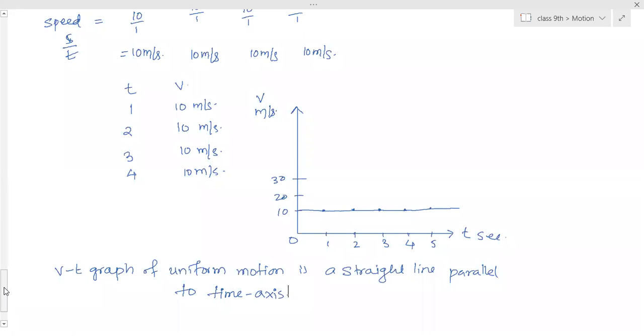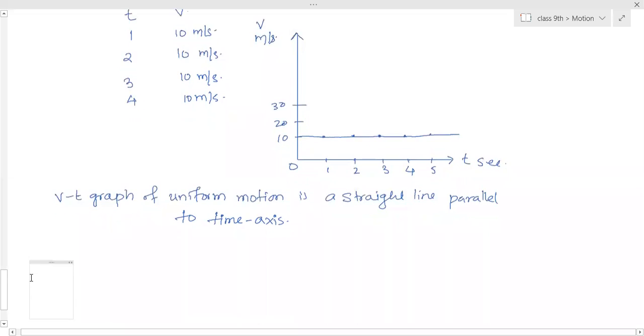Okay. Now this is about uniform motion. The next is non-uniform motion. Motion is not uniform, but there are again two conditions. That is, speed is changing at an equal rate, and speed is not changing at an equal rate.